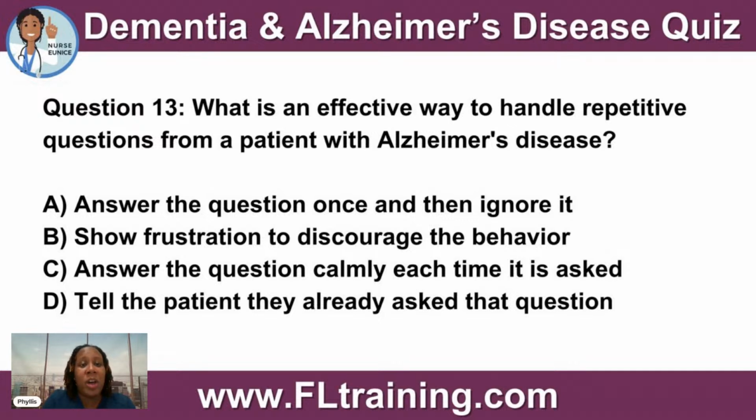All right, what is an effective way to handle repetitive questions from a patient with Alzheimer's disease? Is it A, answer the question once and then ignore it? B, show frustration and discourage the behavior. C, answer the question calmly each time it is asked. D, tell the patient they already asked that question. All right, I see some C's. Jessica, Adam, Abby, Chrissy.